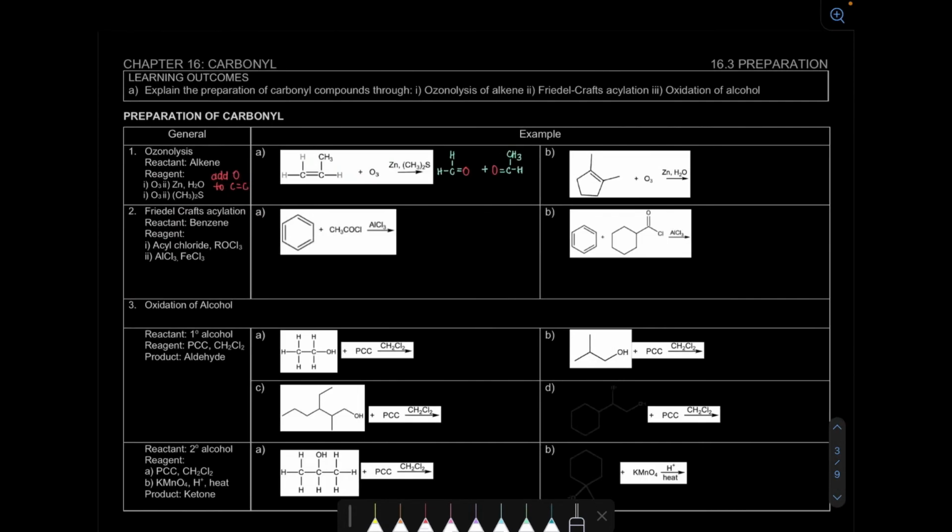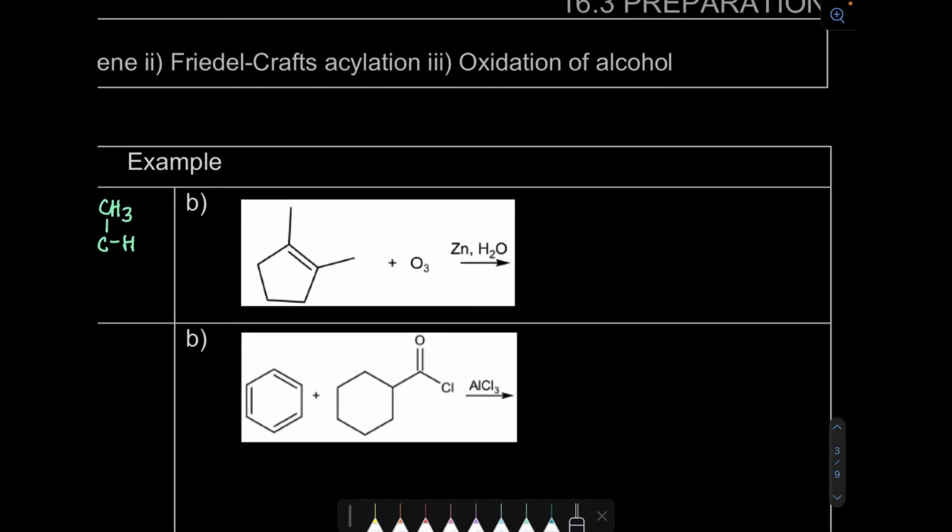So let's look at example B. In example B we have our cyclic structure. Remember the numbering, this one has to be numbered the opposite way. So I'm going to show you how to do the cyclic one first, then how to make it a straight chain. So carbon number 1 and 5 have our methyl. So I'm just going to retain it.